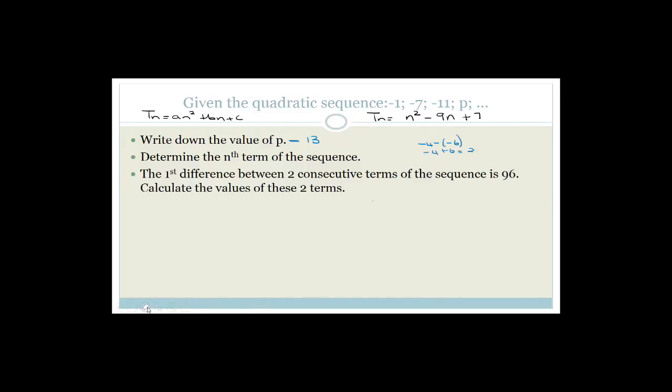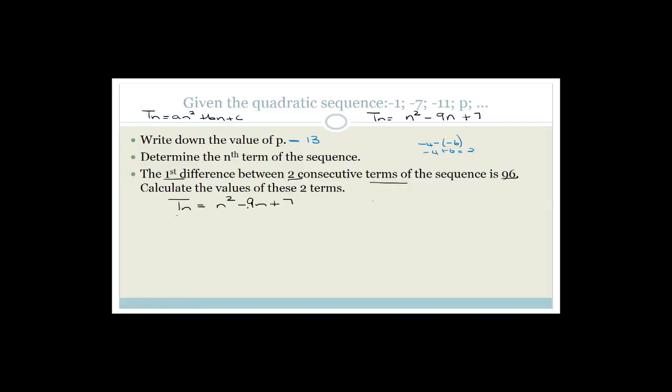Okay, so now let's have a look. It says the first difference between two consecutive terms of the sequence is 96. Do you agree that Tn is equal to n squared minus 9n plus 7? Now it says we've got two consecutive terms and the first difference between them is 96.